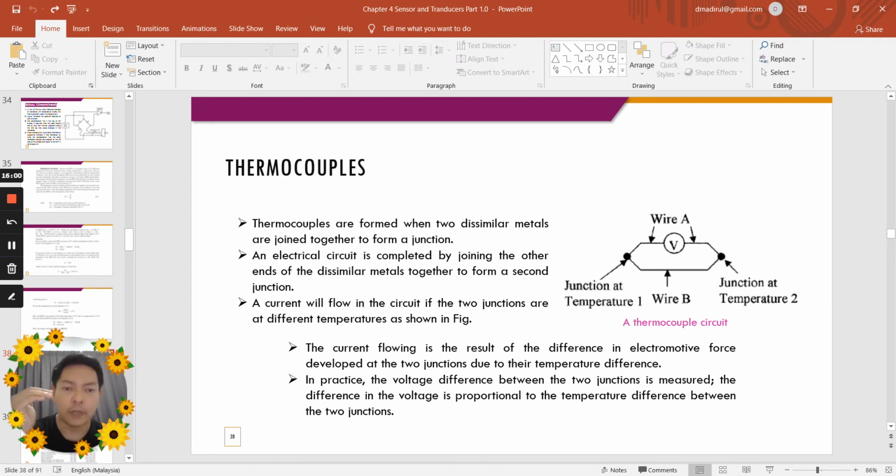Okay, you can see here when the two junctions are joined and there is a temperature difference between the two junctions, the current will flow. Okay, the current flowing is the result of the difference in the electromotive force developed at the two junctions due to their temperature differences. Okay, in practice, the voltage difference between the two junctions is measured. The difference in the voltage is proportional to the temperature difference between the two junctions itself. Okay.